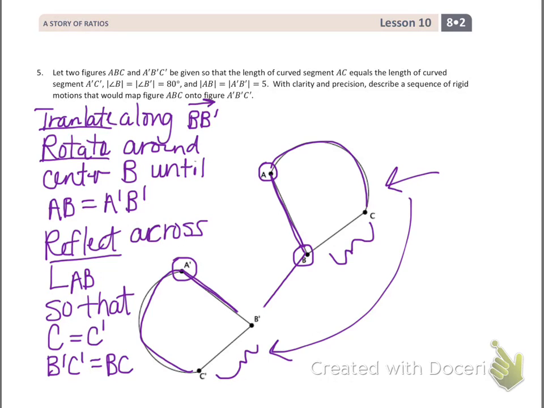So you need to plan, when you do these, we're planning our motions. Even though there are different ways we could do it, we want to plan so that we can tell what the line of reflection is or what the center of rotation or the vector will be. And that's the main idea here. There are many different ways to do it, but you plan it so that you can describe it accurately.